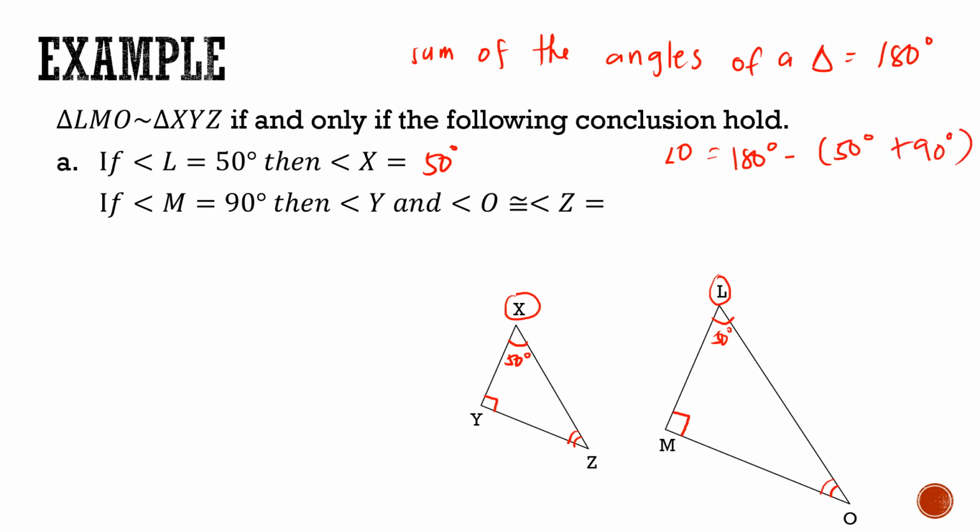So let's solve. Angle O is equal to 180 degrees minus, we have 50 plus 90, that is equal to 140 degrees. Angle O now is equal to 180 degrees minus 140 degrees, which is 40 degrees. Therefore, angle O is 40 degrees. And since angle O is congruent to angle Z, angle Z is also equal to 40 degrees.